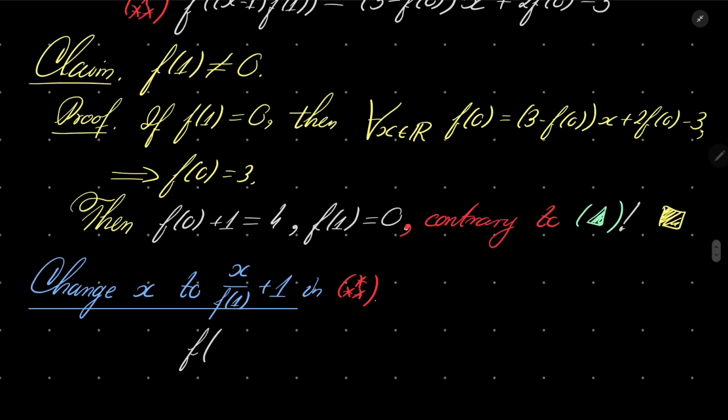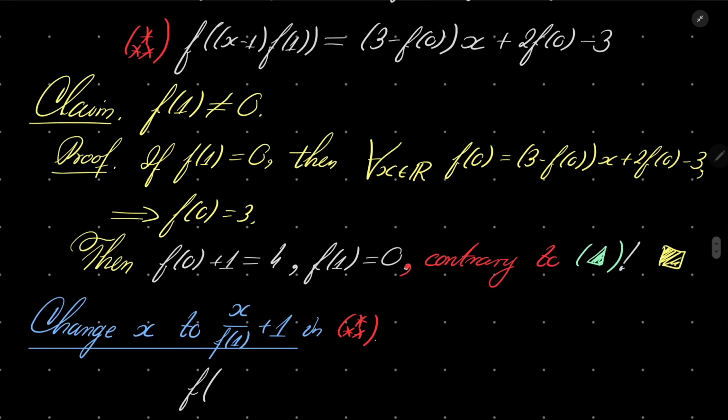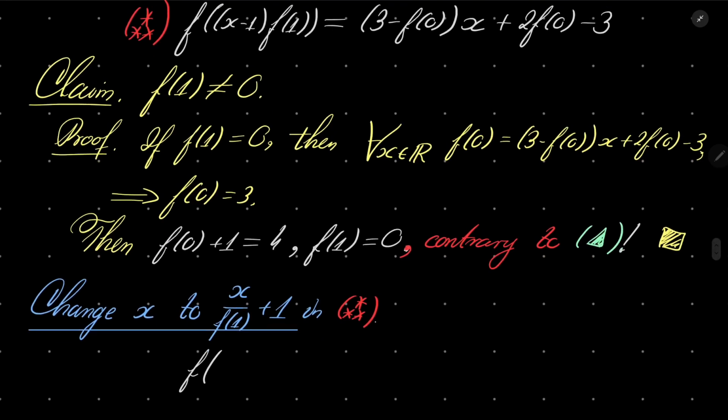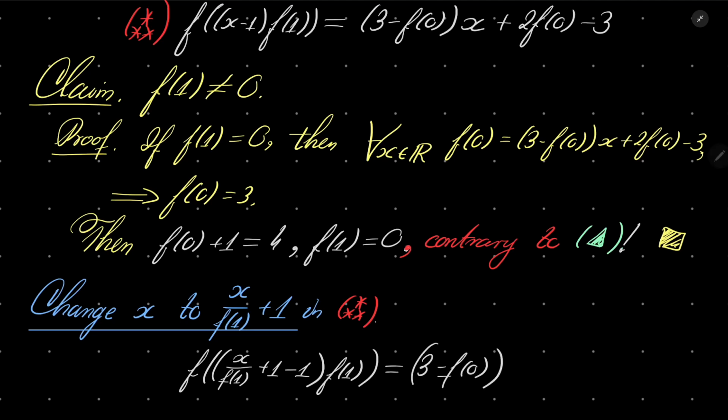If I put, instead of x, x over f of 1 plus 1, so I have f of x over f of 1 plus 1 minus 1, times f of 1 equals, I can do it because f of 1 is not 0. It was the entire point of my claim. So that equals (3 minus f of 0), and instead of x, we have x over f of 1 plus 1, plus 2 times f of 0 minus 3.